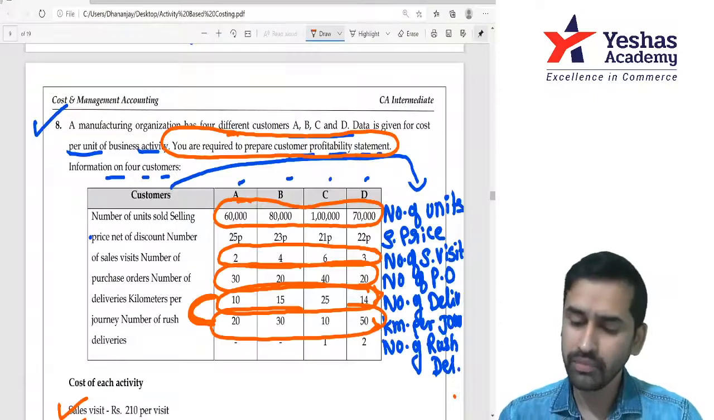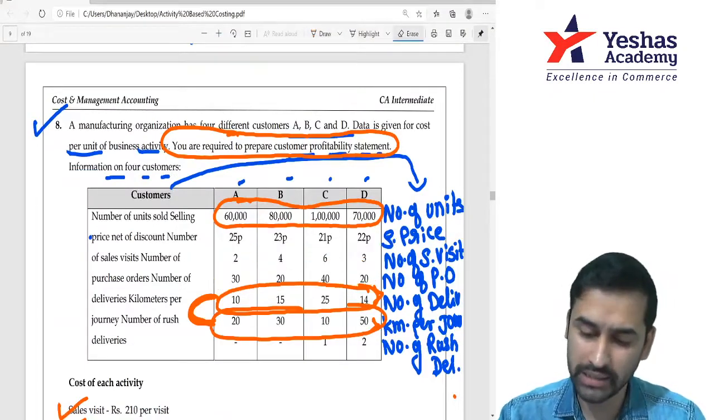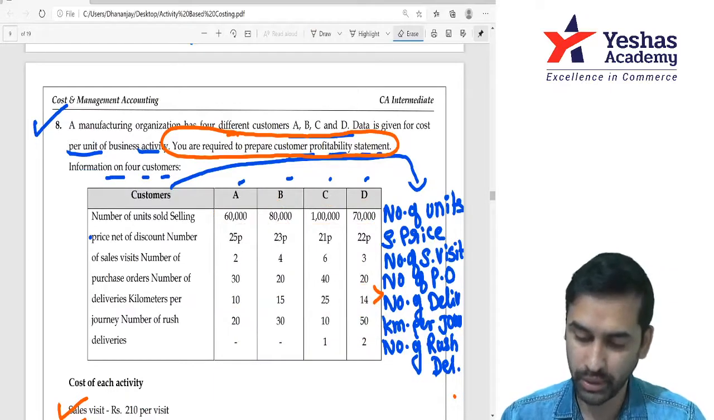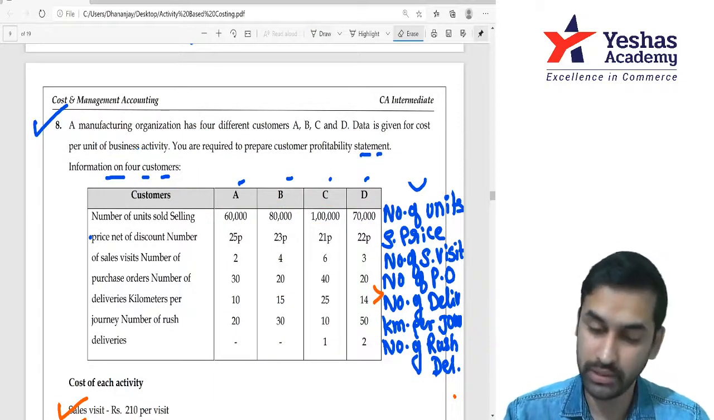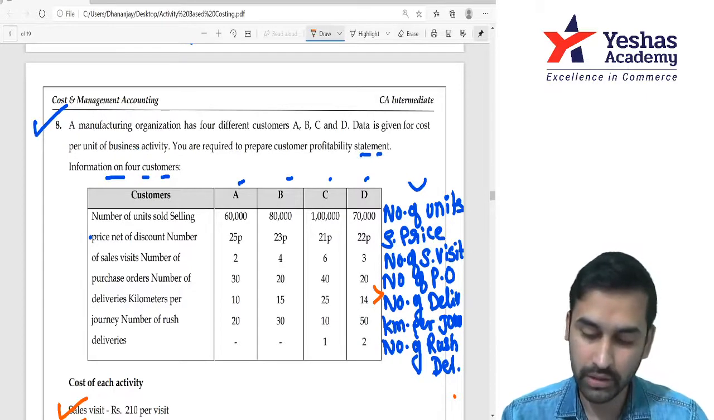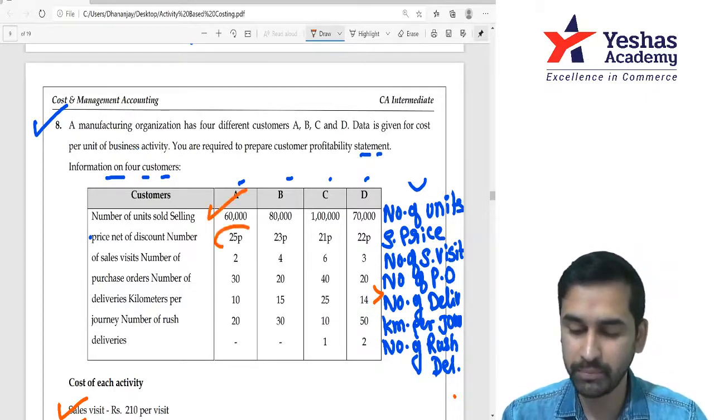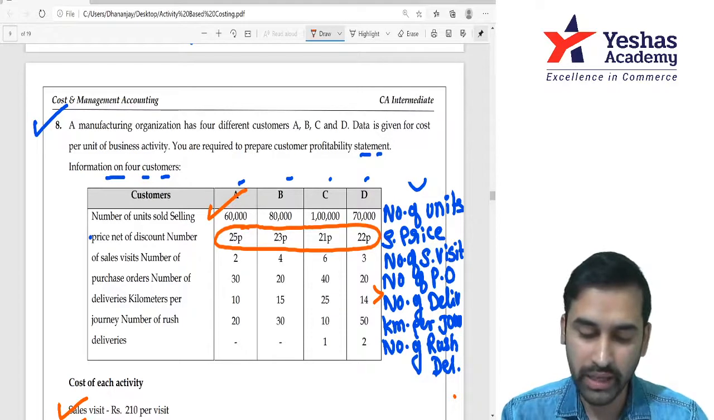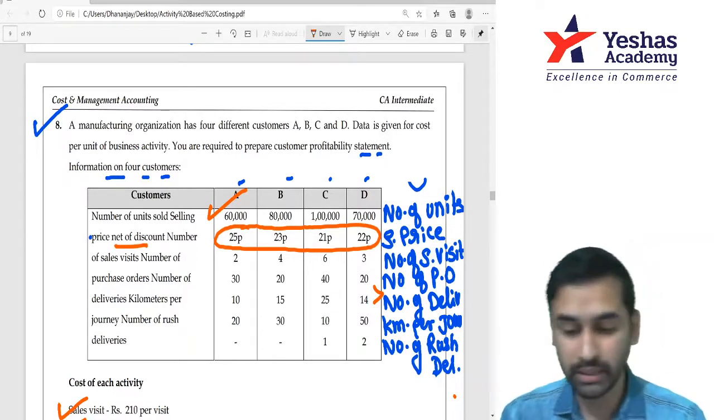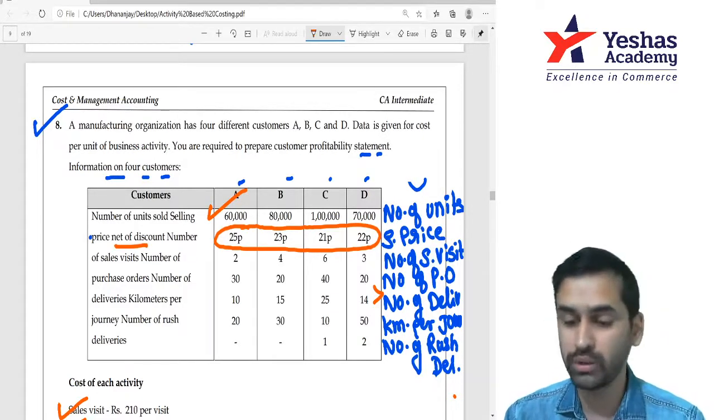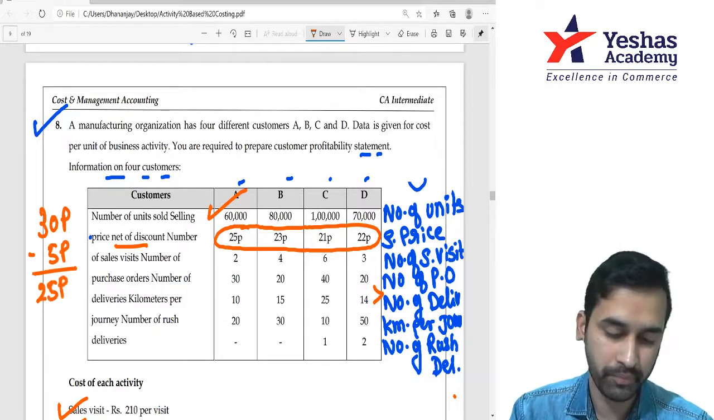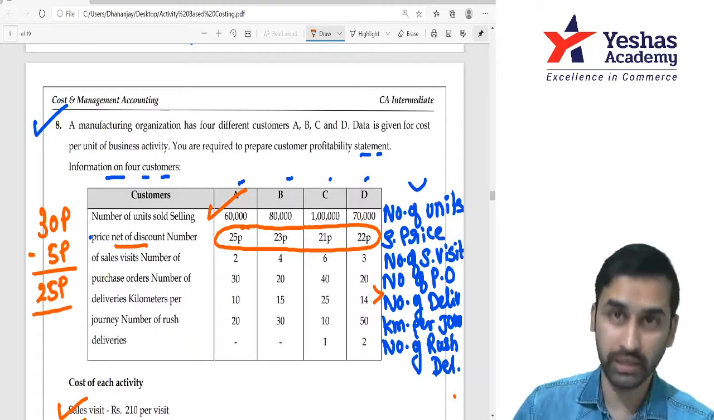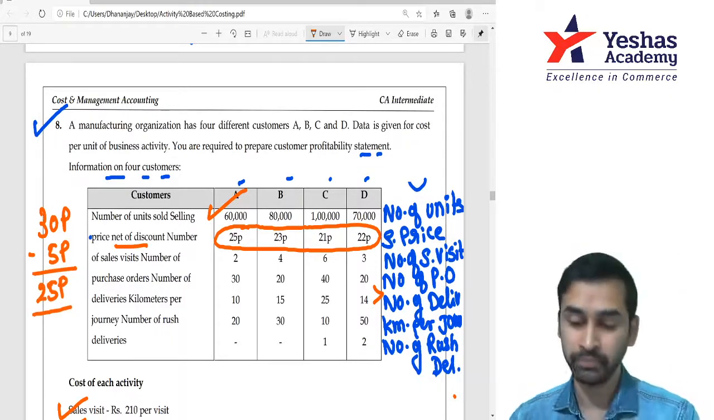Sometimes they can just give one extra adjustment to this question. Okay? Please focus on what I am discussing. Answer is over anyway. Listen now. Here, number of units was given, selling price net of discount was given. That means original selling price was not 25 paise. Maybe it was 30 paise. They gave 5 paise discount and now it is 25 paise. That is why they said net of discount.